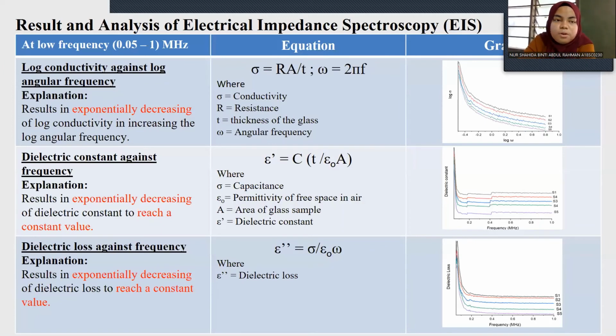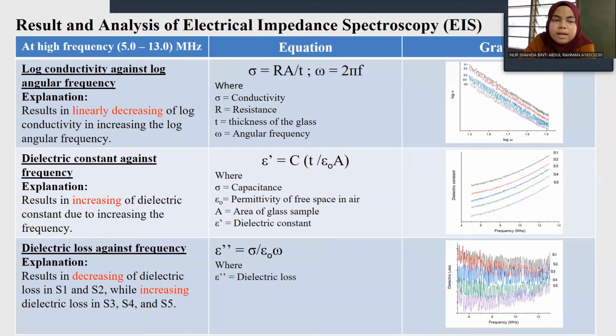This is for electrical impedance spectroscopy at low frequency, about 0.05 to 1 megahertz. We get the graphs of log conductivity against log angular frequency, dielectric constant against frequency, and dielectric loss against frequency, using the following equation. It is the same at high frequency, from 5 to 30 megahertz. We get the same graphs, but with a different pattern.